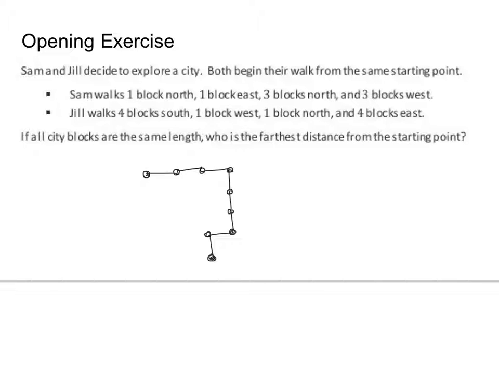All right, Jill started at the same spot. She walked 4 blocks south. So we start here. 1, 2, 3, 4. 4 blocks south, 1 block west. That's about a block. 1 block north. And 4 blocks east. 1, 2, 3, 4. All right. If all city blocks are of the same length, who is the farthest distance from the starting point?